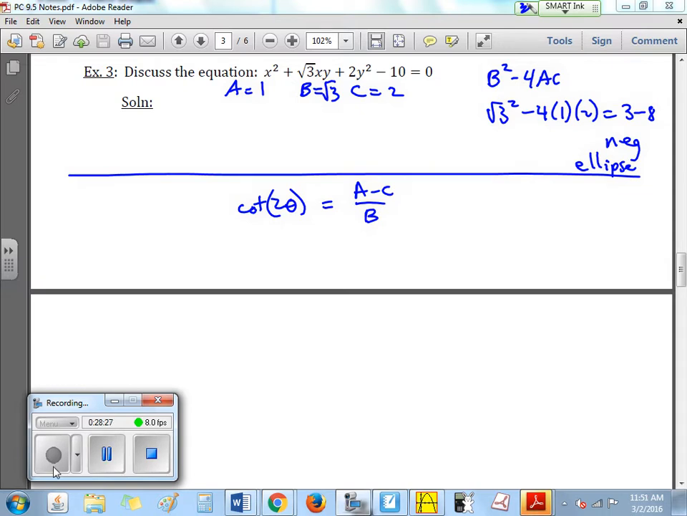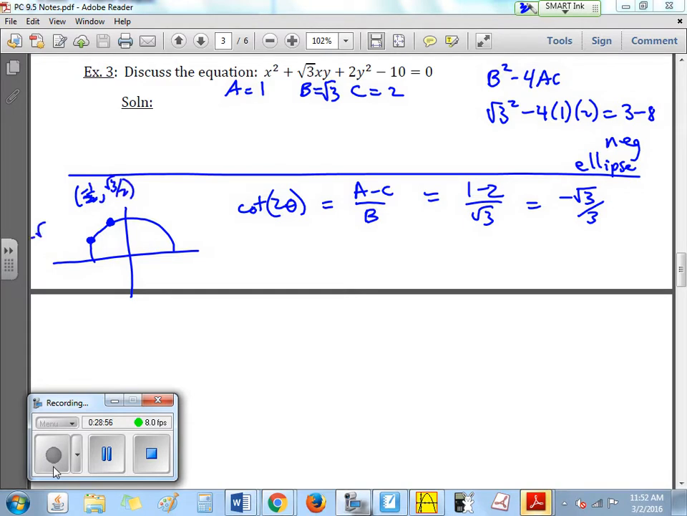Okay, so you should have plugged in 1 minus 2 over rad 3. So you should have had negative root 3 over 3. Raise your hand if that's what you had. Okay, that's good. Most of us aren't real comfortable working with cot, but just think of it as x over y. So you've got a unit circle there in your binder, right? You're looking for a point. It's probably the 150 or the 120. And you're trying to make sure that the x divided by the y is negative root 3 over 3.